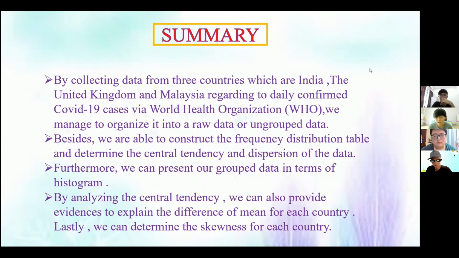Furthermore, we can present our grouped data in terms of histograms. By analyzing the central tendency, we can also provide evidence to explain the difference of mean for each country. And lastly, we can determine the skewness of each country.